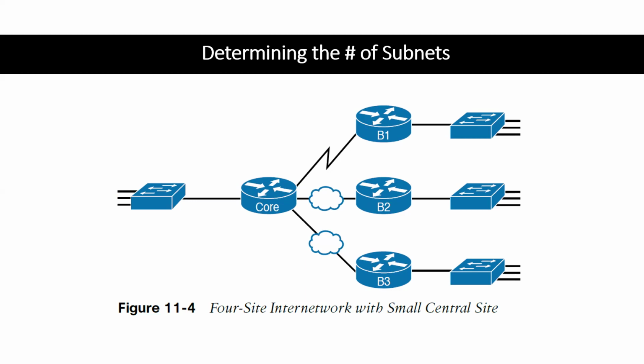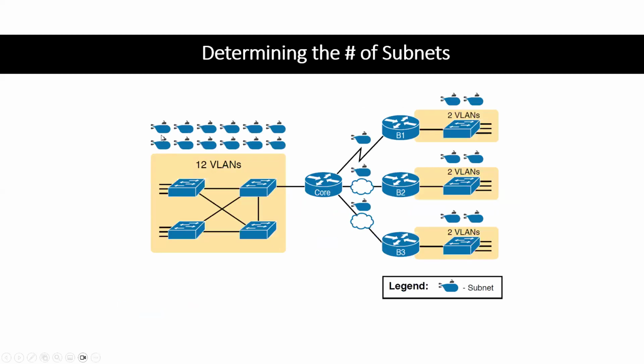You also need to plan and make sure that maybe the network that's behind branch one is not the same as the network that's behind the core or the headquarters router. You don't want to do that. So make sure, again, you have network diagrams so that you can plan properly. So what does this look like?